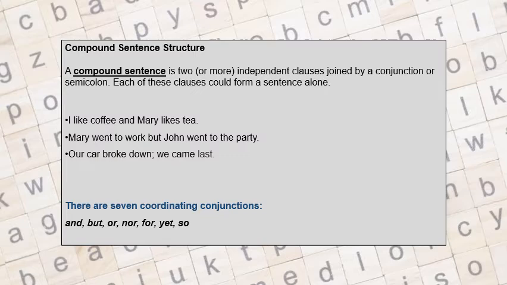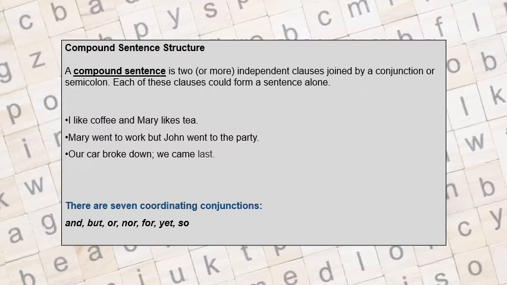For example, I like coffee and Mary likes tea. And is the conjunction there. Even if that and is not there, and we write it as two separate sentences, it has meaning, right? I like coffee. Mary likes tea. So it has meaning. And when these two independent simple sentences are combined using a conjunction, and is the conjunction there, it is called a compound sentence.